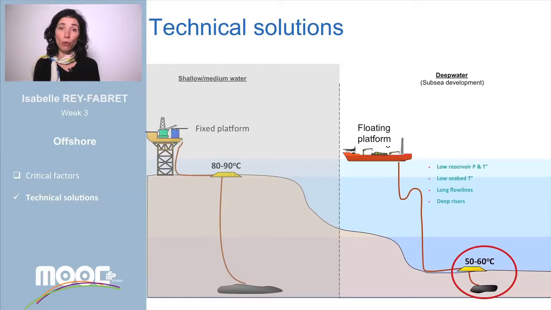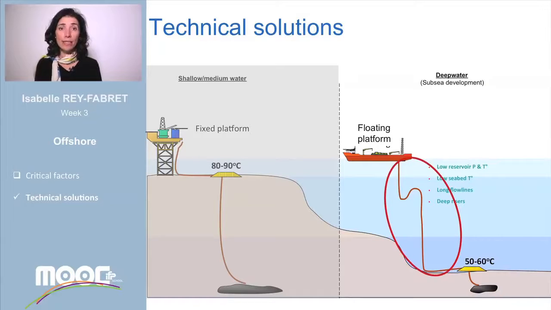In the case of deep water, the specific technical challenges and risks are related to flow assurance issues. In fact, in these conditions of production, we can face low reservoir pressure and temperature, and consequently lower well eruptivity. Moreover, the temperature at the seabed is low, flow lines are long and risers deep. Therefore, temperature and pressure conditions are favorable for deposits, and the fluid encounters hydrodynamic issues, such as high pressure drops or slugging.